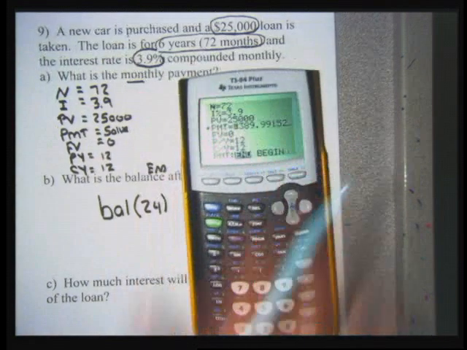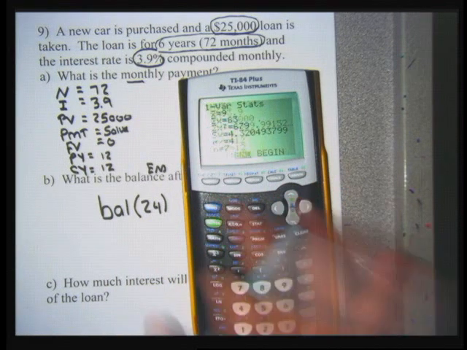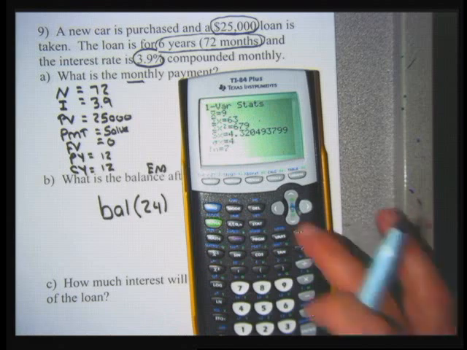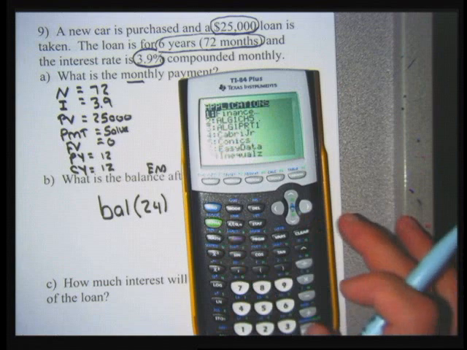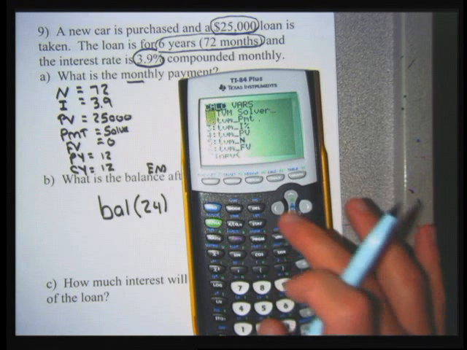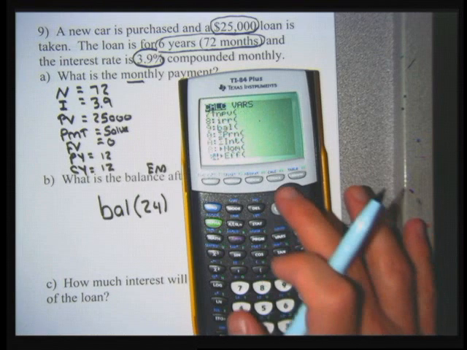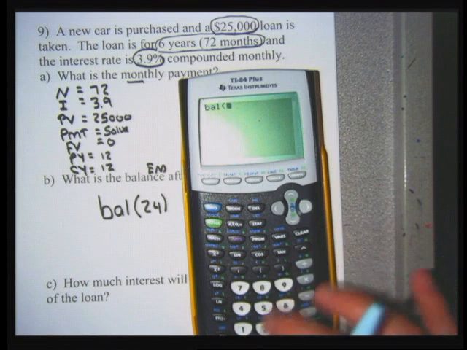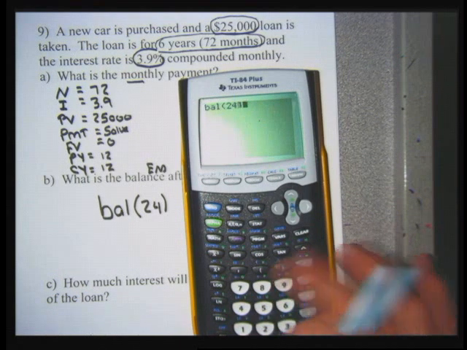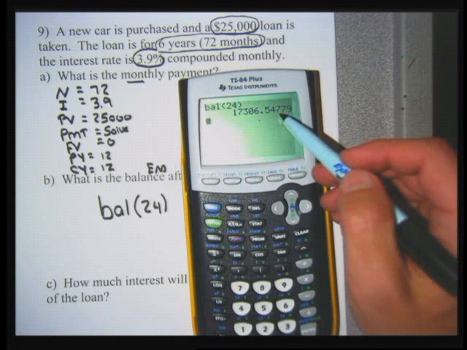So after just computing the payment in Part A, I'm going to hit second and quit to get out of the, or second in mode. Let me clear the screen there. Now I'm going to hit apps, finance, and go up or down until you find balance, and I'll get it kind of centered a little bit. So there's balance, and I hit enter, and now I type the number 24 for 24 months, close my parentheses, and after 2 years you owe $17,306.55.